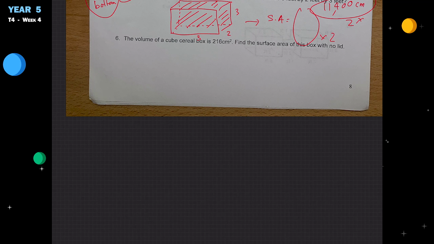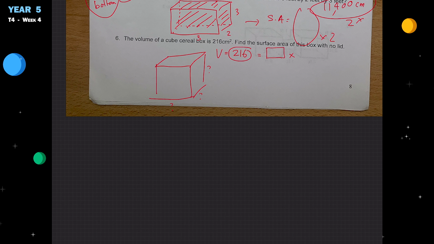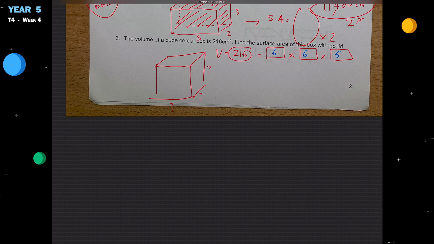Okay, now question 6 says the volume of a cube cereal box is 216 centimeters. Find the surface area of this box with no lid. So when we have a volume, we're given the volume is 216, we can use this and figure out the side. So how long is each side? Well, what number multiplied itself 3 times to give 216? And the answer is 6. 6 times 6 times 6 is 216.